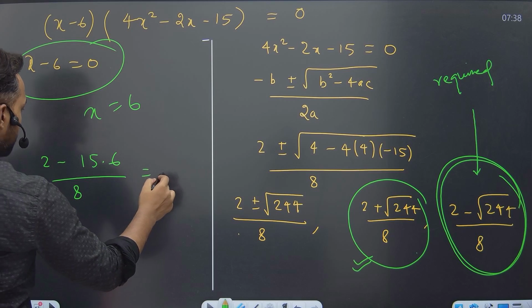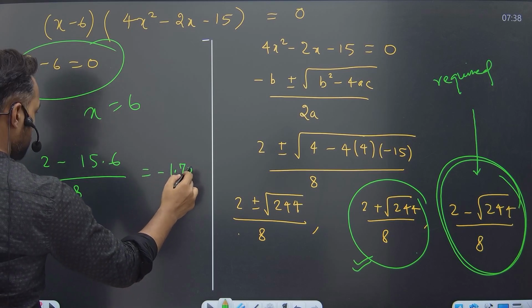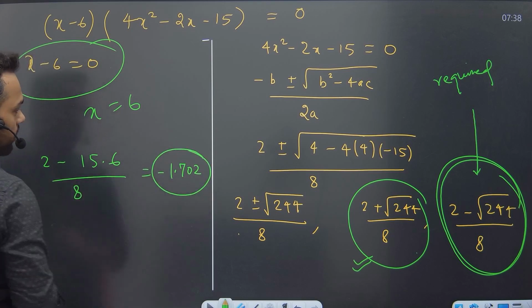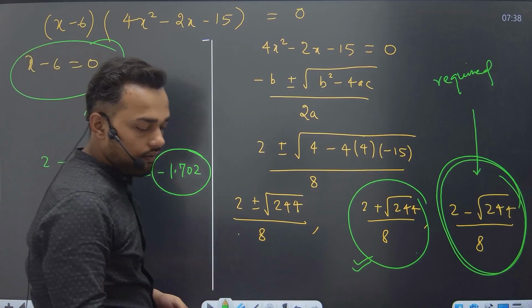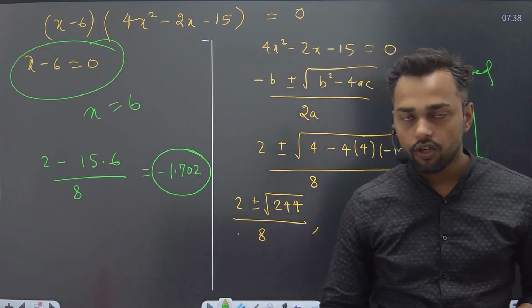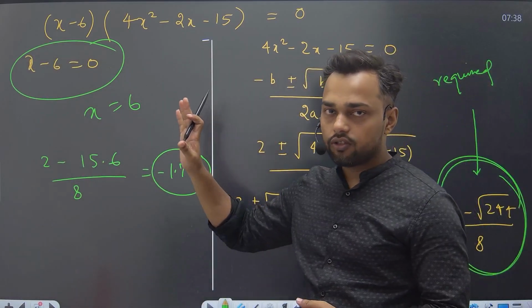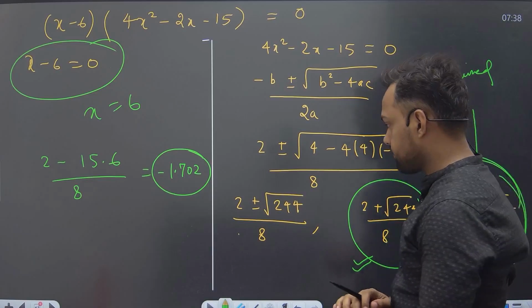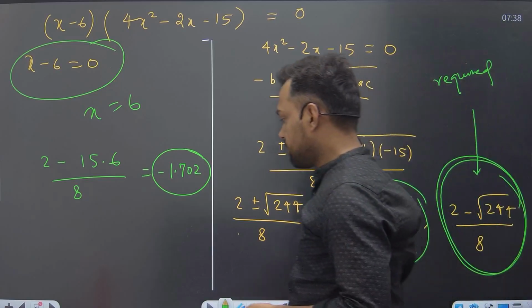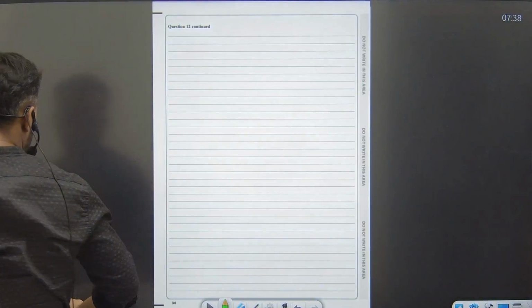So you will get negative of 1.702. This is the coordinate of the x which they have asked for, because the x coordinate was lying in the third quadrant. Now let's move to the next question, student.